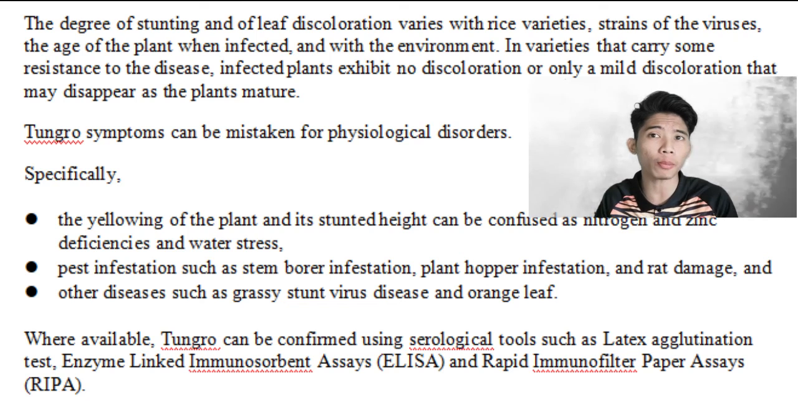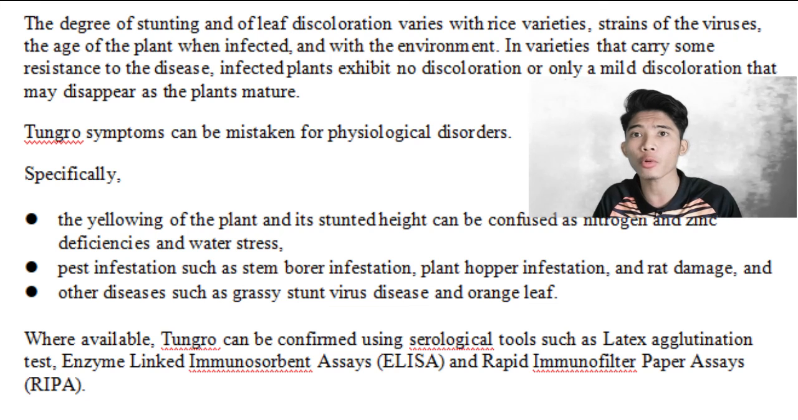Tungro can be confirmed using serological tools such as latex agglutination tests, enzyme-linked immunosorbent assay, ELISA, and rapid immunofilter paper assays (RIPA).